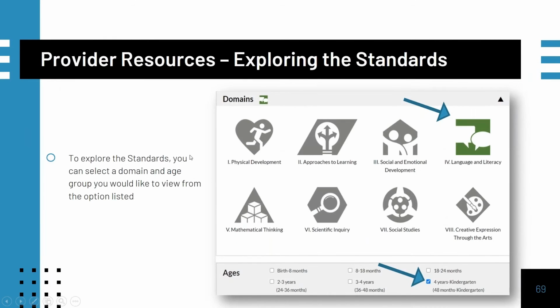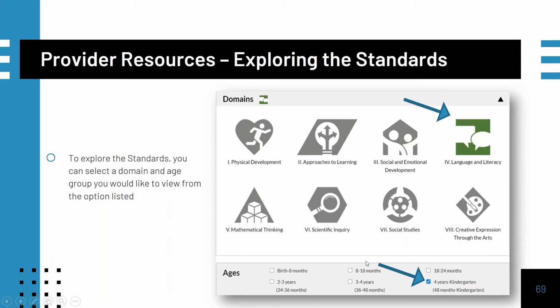So to explore the standards, what you want to do is to select a domain and age group that you would like to view from the options listed. For the example, we just chose language and literacy, so that once you click on it, it highlights.